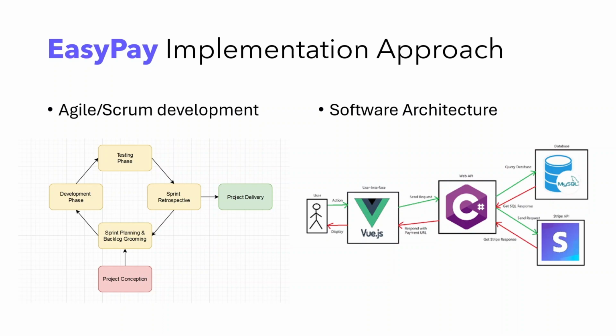And so this pretty much looped around in a sprint until this final project delivery. For the software architecture, you can see that I have an actor which only interacts with the Vue.js frontend. From there, the Vue.js can send requests to the C# API, which then has access to the database that it can query, and it has access to the Stripe API, which it uses to generate payment portals and send back to the Vue.js, which is viewable by the user.